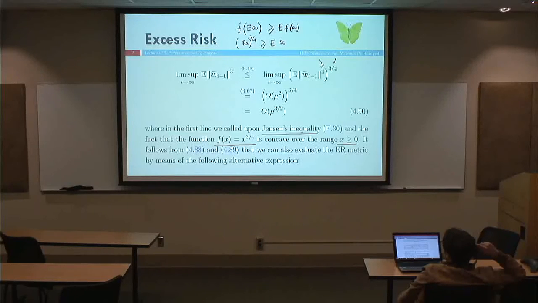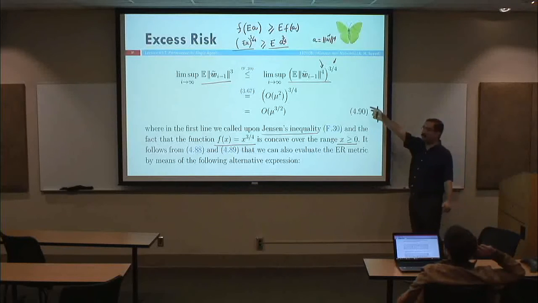So what do I have now? A to the 3/4. If you choose your a to be the fourth norm of W tilde, look here: what you have on the right is exactly this quantity here, and what you have on the left is exactly that quantity there. So because of Jensen's inequality, the first line holds.